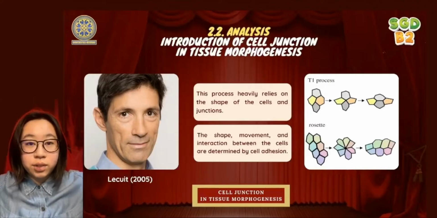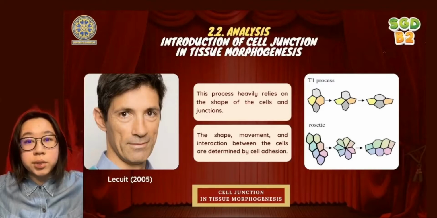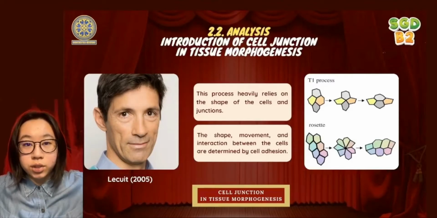As an example, in 2005, Lecuit states that morphogenesis in the epithelial tissue is done to shape human organs during their embryonic stages, and that it relies on the shape of the cells and junctions that are responsible in forming said tissues. The shape, movement, and interaction between the cells that form epithelial tissues are determined by cell adhesion, with cell junction being one of the many examples of this.